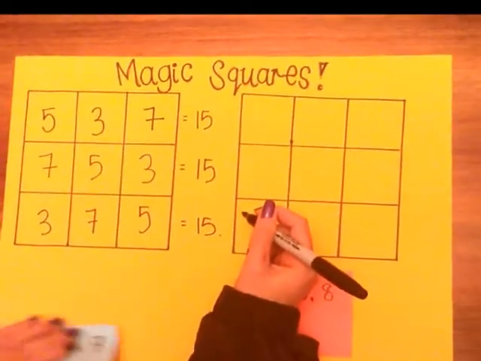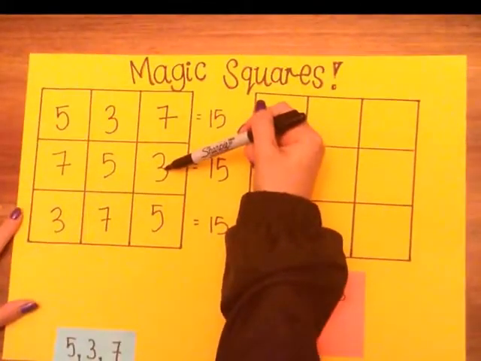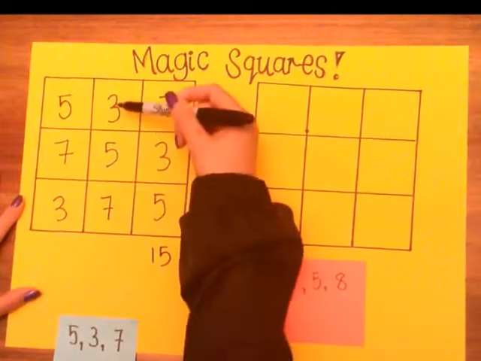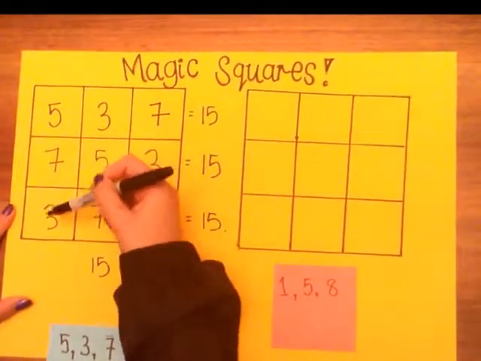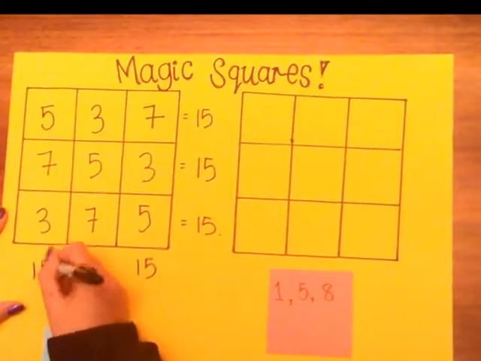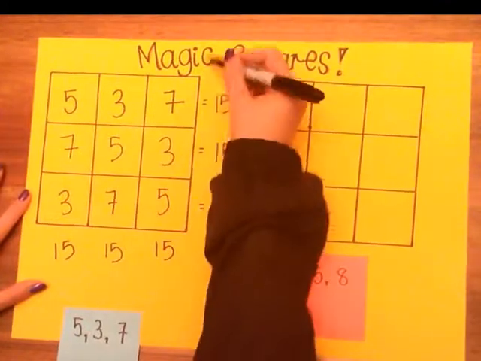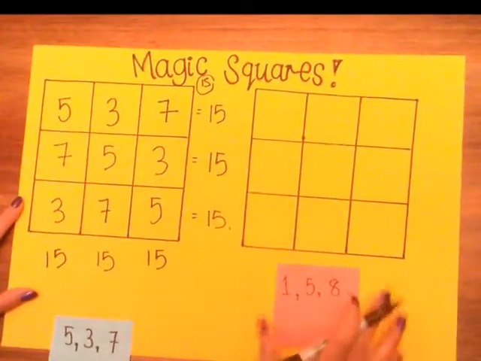To ensure that I've got the magic squares correct, I would then go downways. 7 plus 3 gives me 10, plus 5 gives me 15. Then I would go diagonal. 7 plus 3 gives me 10, plus 5 equals 15. So I can see that I've got this magic square correct.